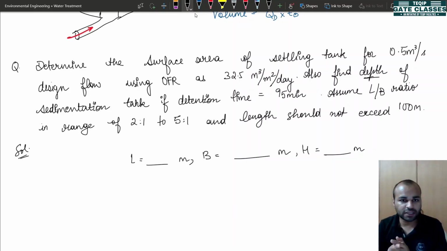So till then, have a good day, and do solve this problem by today itself. It's a very short problem. It won't take more than 2 to 3 minutes. Do it by now. Put the answer in the comment section below, and we'll meet in the next lecture.